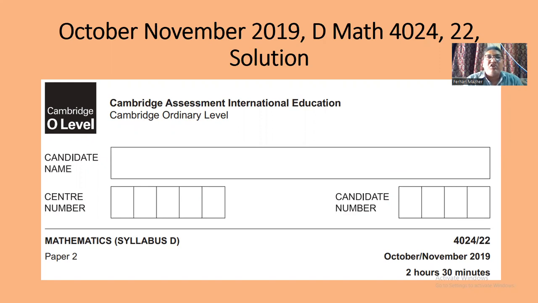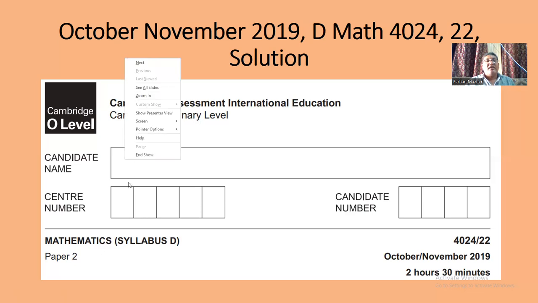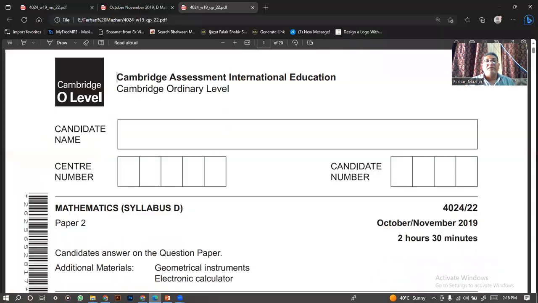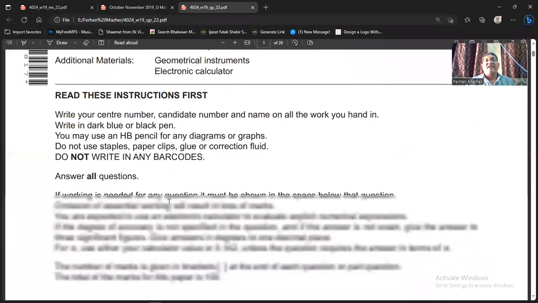Mathematics Syllabus D. We call it D Maths 4024. Today we have set our hearts to solve a Paper 2, and for this purpose we have selected the October-November 2019 Paper 2. This paper belongs to Zone 2, or Variant 2. The time allowed for this paper is 2 hours 30 minutes, and in this paper the calculator is allowed. In this video, I'm going to present to you the solution of this paper. So let's start, and here we go.